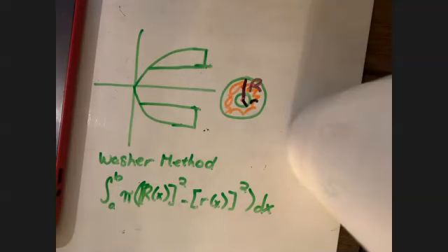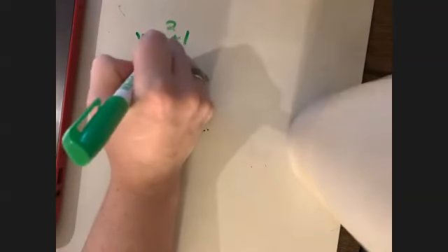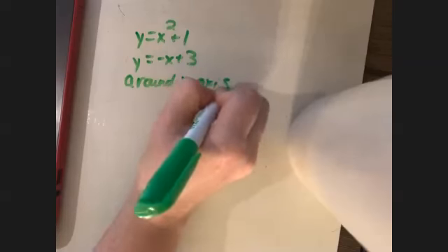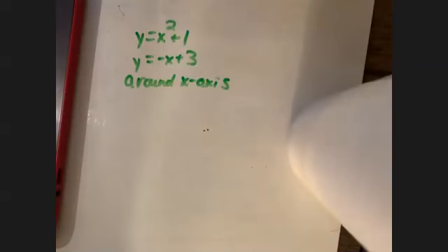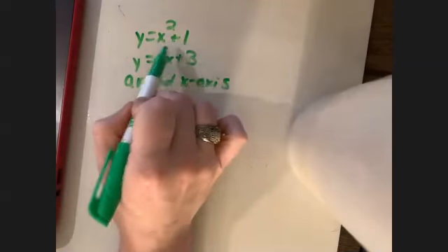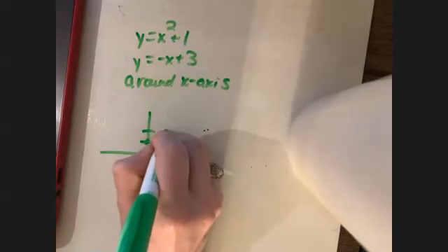Okay, so let's take a look at one of these. We are going to do y equals x squared plus 1, y equals negative x plus 3. We're going to go around the x-axis. Now the first thing that they don't tell you here is your bounds. So that's the first thing we've got to figure out. So classic parabola, we are getting terms of x, so we just went up 1. So I'm going to graph me some points.